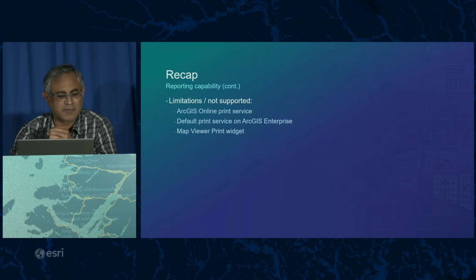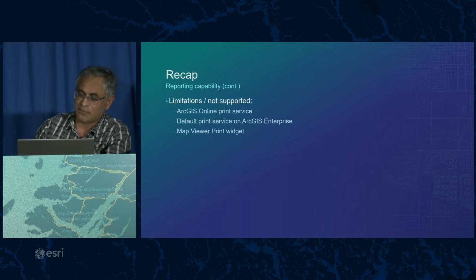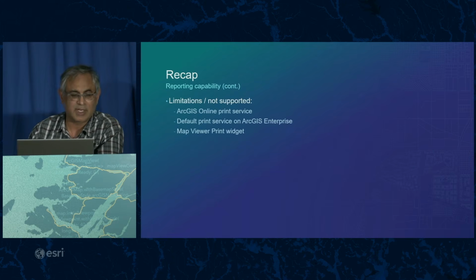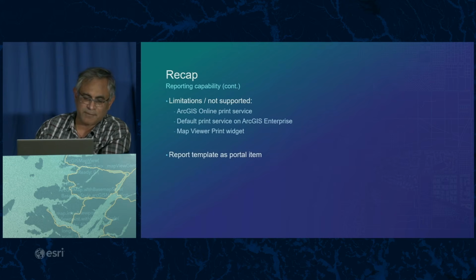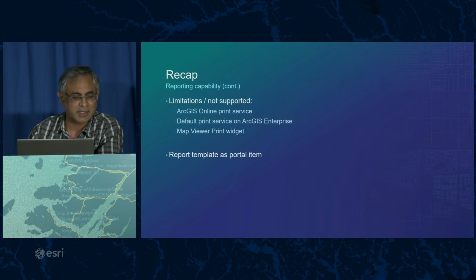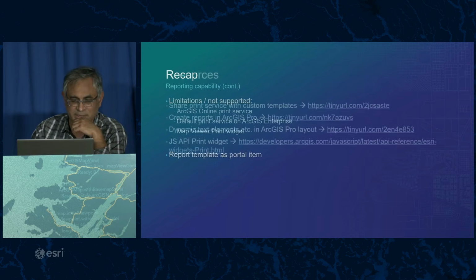And for reporting, obviously, the ArcGIS Online print service, the one we have, doesn't support that. We talked about that the default print service does not support it, right? And Map Viewer currently doesn't have support for reports either. Neither of them supports it. We showed two types. We talked about portal report templates. The whole thing we did today was that everything was a portal item. We did not actually have any reports as part of that print service to begin with.